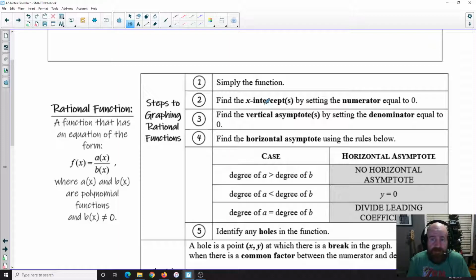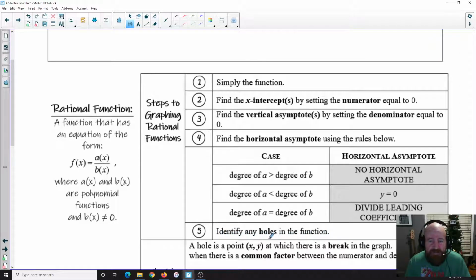X-intercepts are any factors in the numerator that we take, set equal to 0, and solve for x. That gives us our x-intercepts. Vertical asymptotes are found by taking the factors of the denominator and setting them equal to 0. Solve for x. That would give us the vertical asymptotes. We looked at that before. The different thing here is if anything cancels out, we're identifying this as a hole.